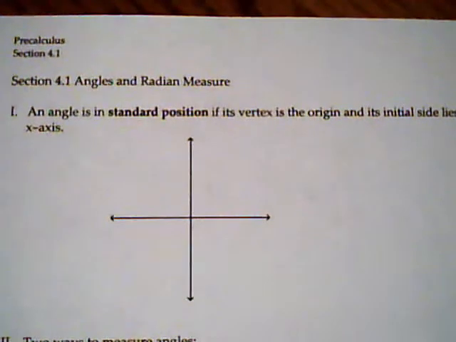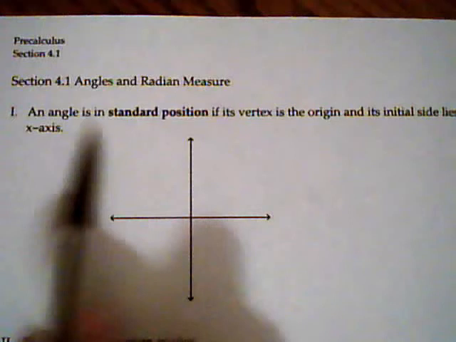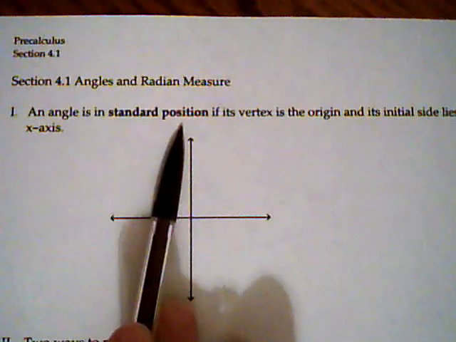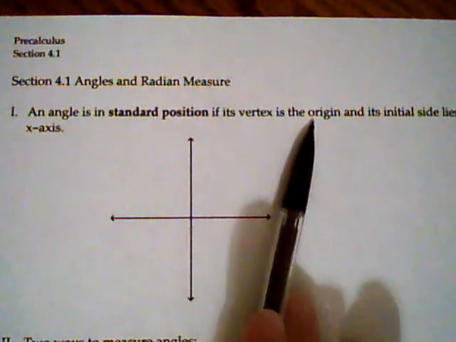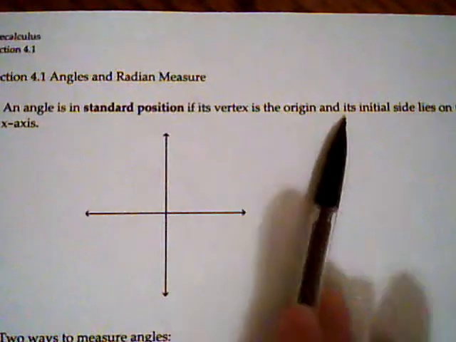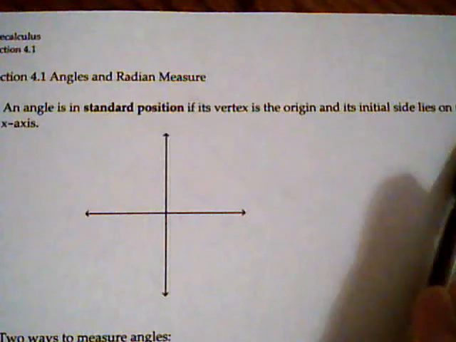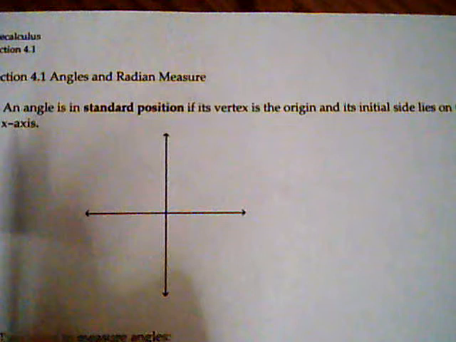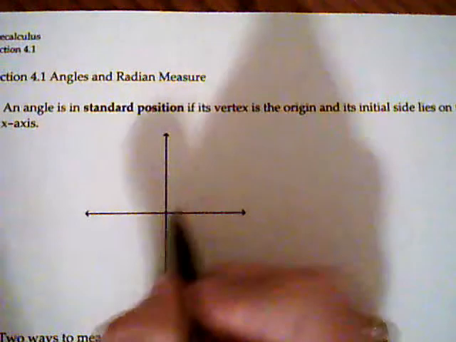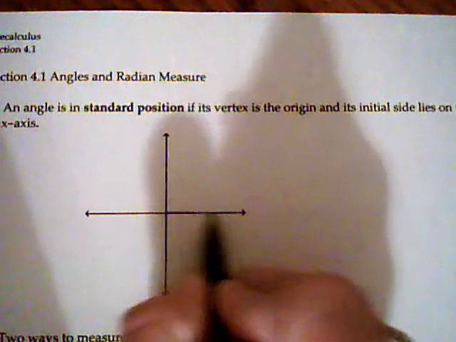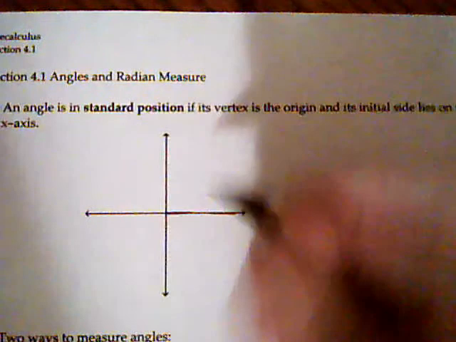Chapter 4 is going to be kind of like an introduction to trigonometry. So we're going to start with talking about angles and different ways that you can measure an angle. Number 1 says an angle is in standard position if its vertex is the origin and its initial side lies on the positive x-axis.